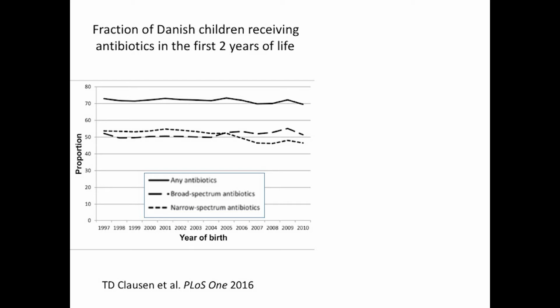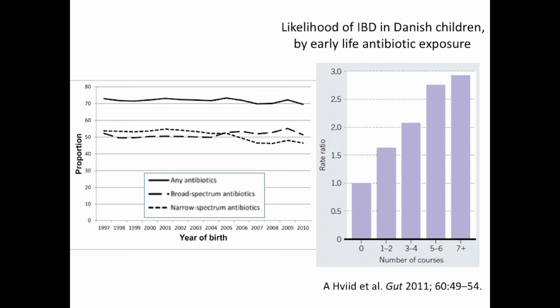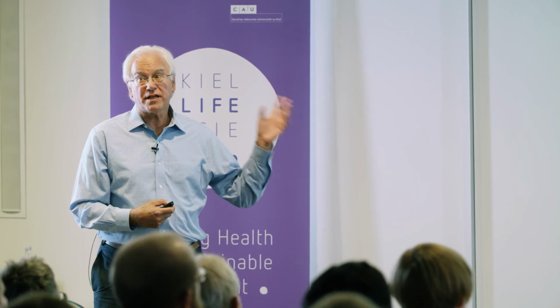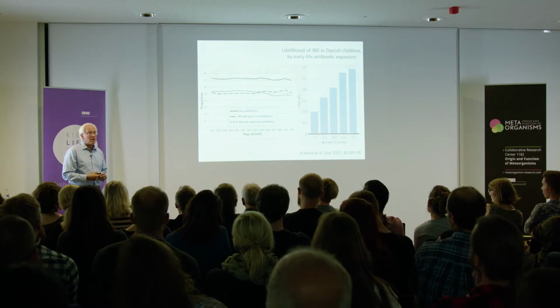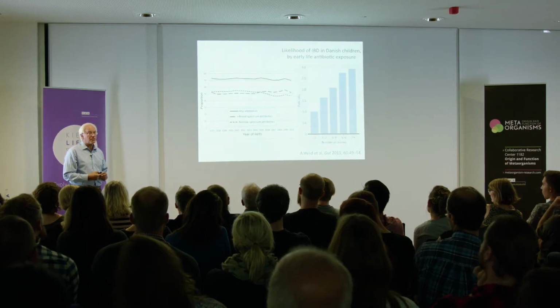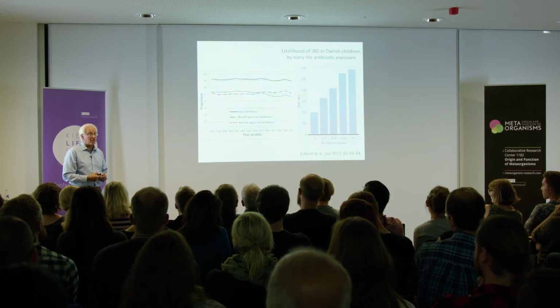And I want to contrast that with a study from Denmark looking at the likelihood of inflammatory bowel disease in Danish children by early life antibiotic exposures. Here's the reference group, no antibiotics. The more courses of antibiotics, the higher the risk for developing inflammatory bowel disease in the first 10 years of life. That's not even the peak of IBD. The data from Denmark suggests that every course of antibiotics contributes an increase of risk of IBD of 14%.